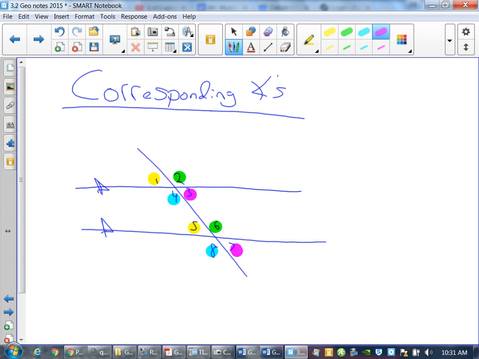Okay. So corresponding angles are just in the same position. Top left, bottom left, and so on. Angles are in the same position. What do you think? Congruent or not congruent? Again, if you follow through, you'll get all of that too. Yes, exactly.